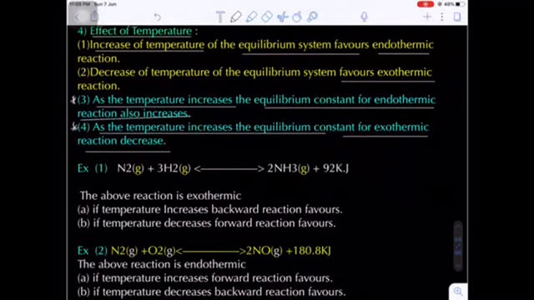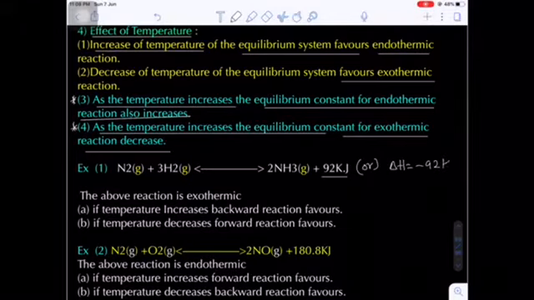Let's suppose we have one example. N2 plus 3H2 gives 2NH3. Now here, 92 kilojoules of heat energy is released. How do we know heat energy is released? Because on the right side, plus 92 kilojoules is given. Sometimes we can also write this in terms of delta H. Delta H is equal to minus 92.